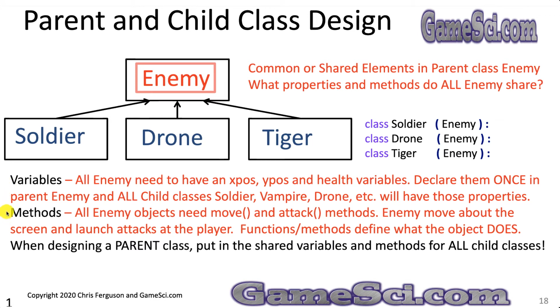All enemy objects need a move method and attack method. Enemies move about the screen and launch attacks at the player. Functions or methods define what the object does. What do all these objects have in common? What do they do in common? Those are the methods you want to put in class enemy.